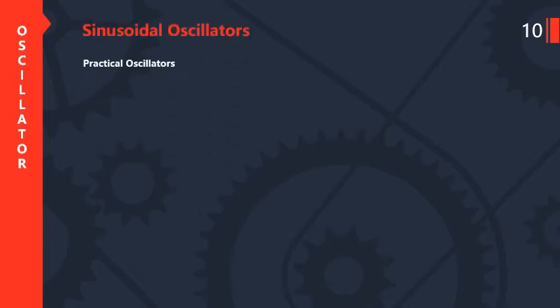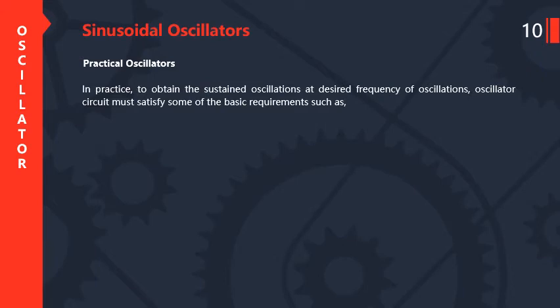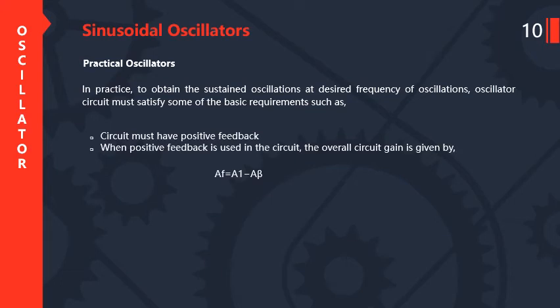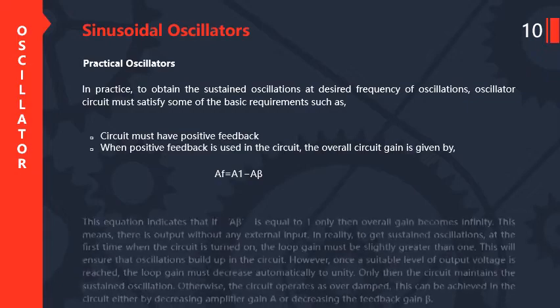Practical oscillators. In practice, to obtain sustained oscillations at a desired frequency of oscillation, the oscillator circuit must satisfy some basic requirements. The circuit must have positive feedback, and when positive feedback is used in the circuit, the overall circuit gain is given by Af = A/(1 - Aβ).